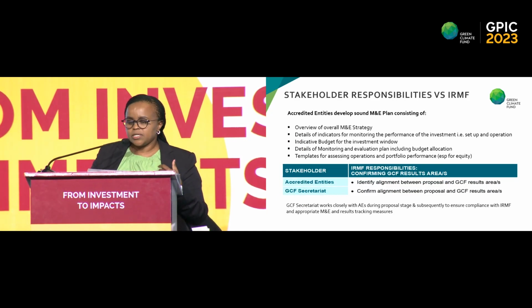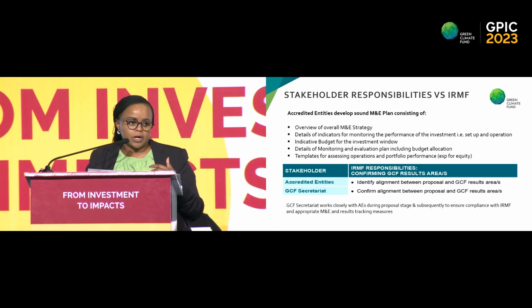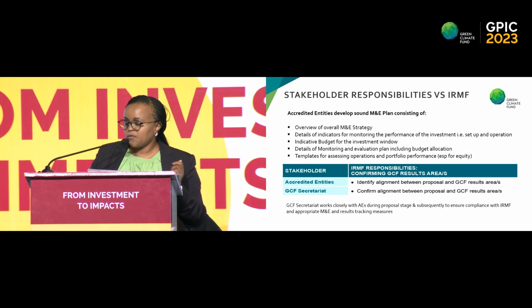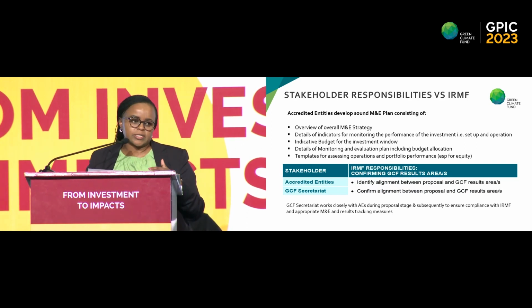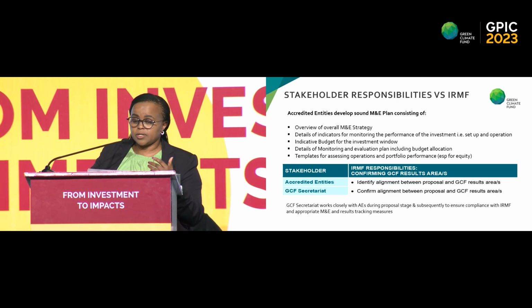So what is the responsibility of our accredited entity? If you are accredited to us, what do we want you to do? First, we will require you to tell us how you're going to monitor the results over time. You will construct, maybe you'll buy some components, you'll get farmers together. How do you measure the results as you go along? So we need to see the overall strategy included in your funding proposal.